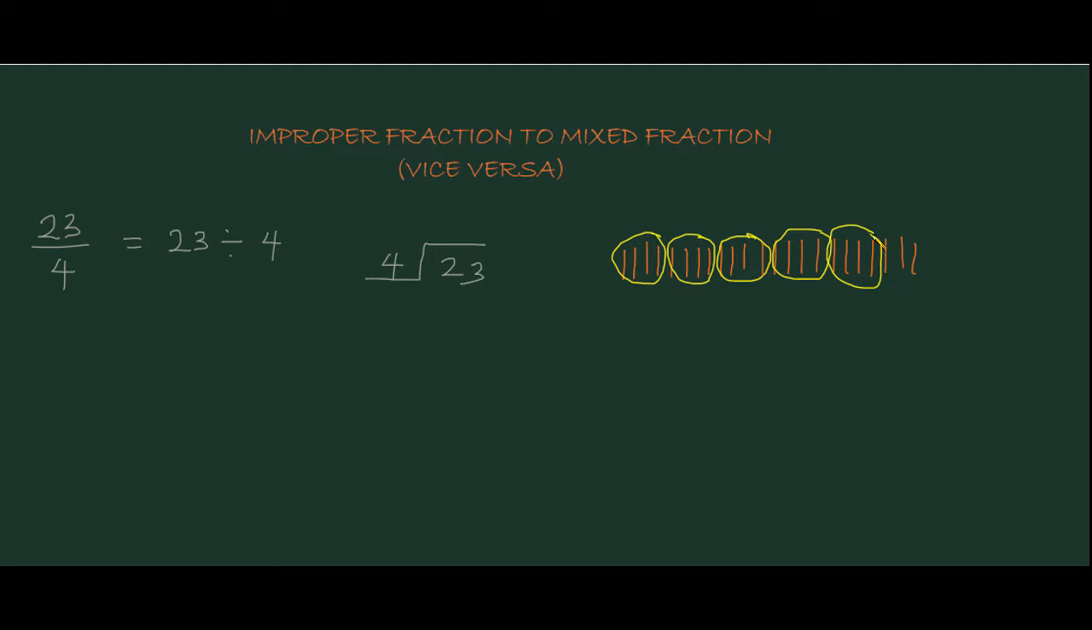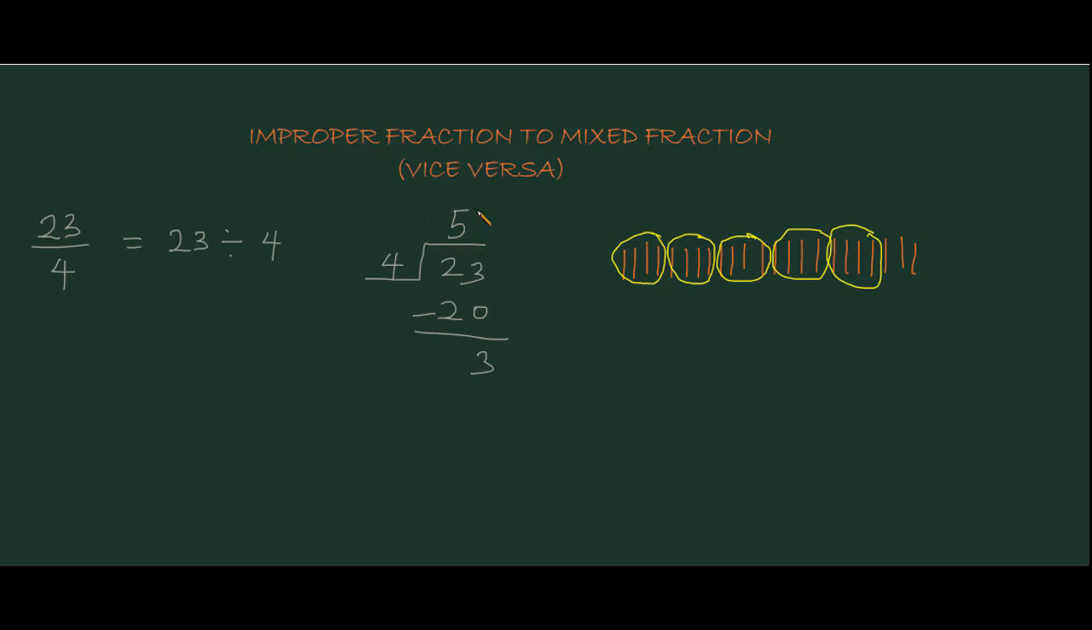So that's 5. So that means we can take out 5 groups of 4 matchsticks from 23 matchsticks, and we're going to be having 3 matchsticks left. So that means we're going to have 5 on top here. 4 times 5, because 4 in 5 places, that's 20, and when we subtract to know the remaining matchsticks left, we have 3, based on this same illustration.